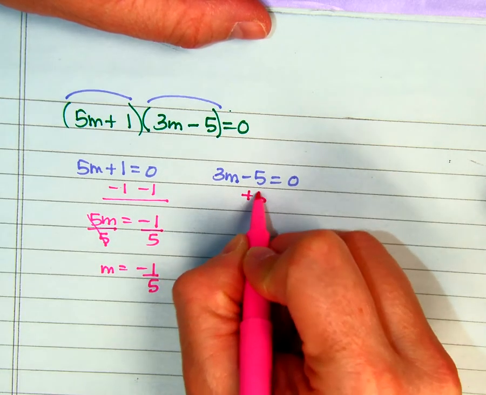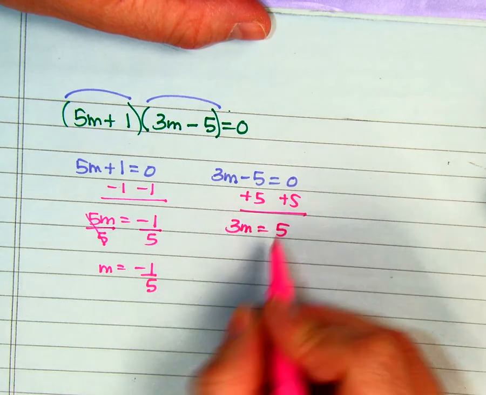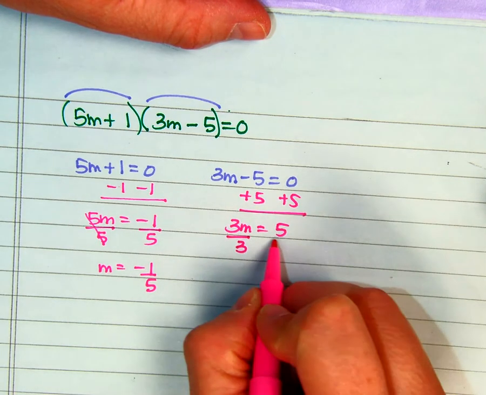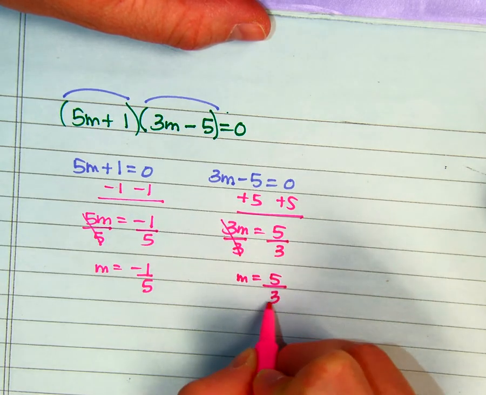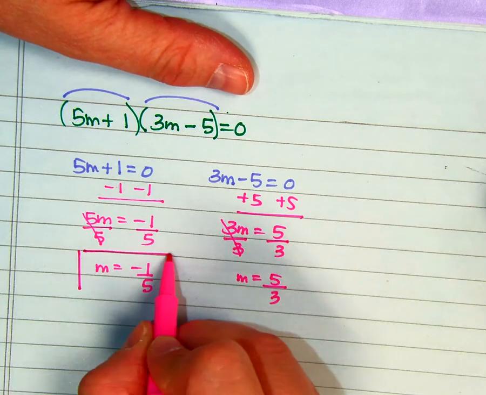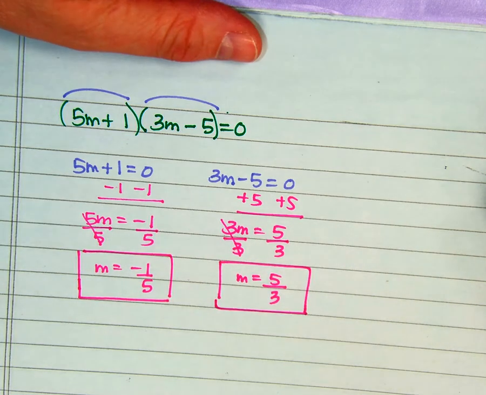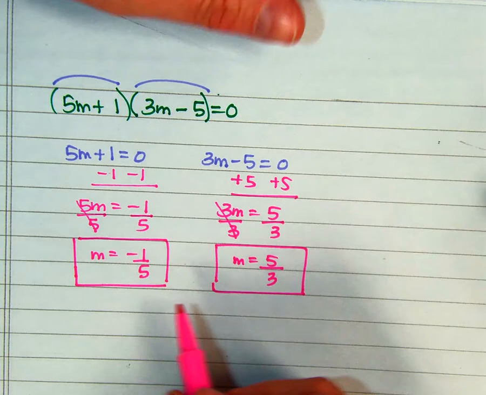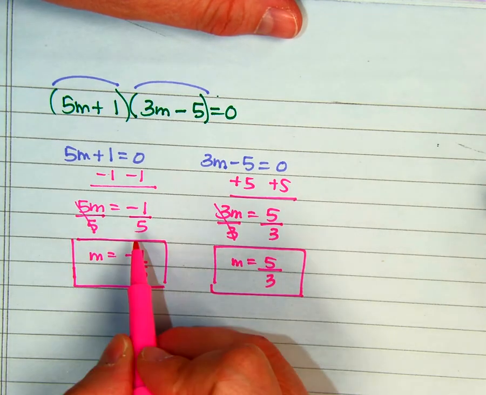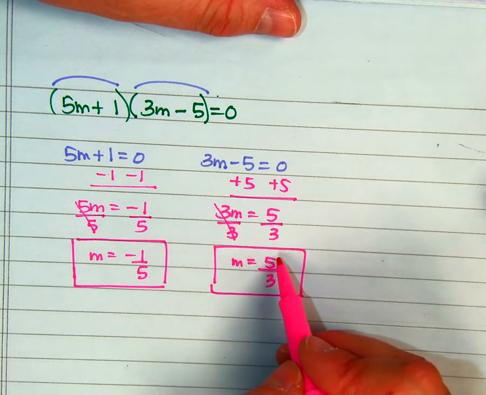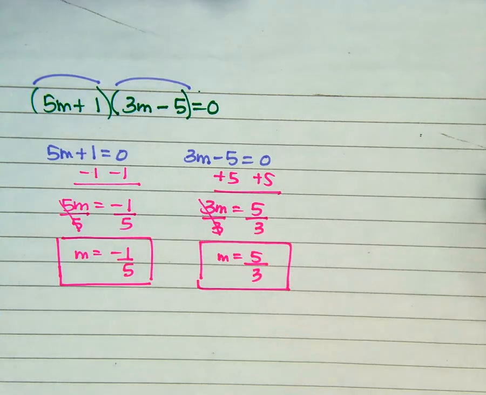Back over here, I'm going to add 5 to both sides. So 3m equals 5. Divide both sides by 3. So m would equal 5/3. So negative 1/5 and 5/3 are my solutions. So that means that my parabola would cross at negative 1/5 on the x-axis, and it would cross at 5/3 or 1 2/3 on the x-axis.